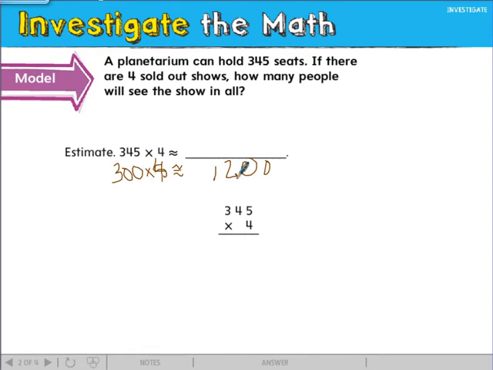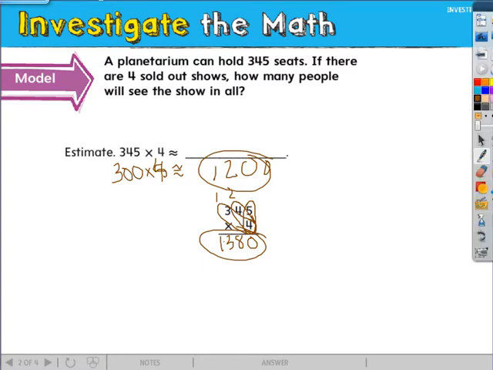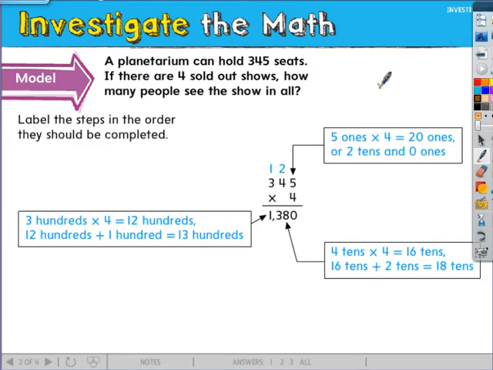Now, we can come down here and we can start multiplying. 4 times 5. 20. 4 times 4. 16. And then 4 times 3. 12. So you said 20. So my 0, I carry my 2. That's 16. I add 2. 18. Carry my 1. 4 times 3 is 12. Plus 1 is 13. So this is about that. Do you see how they're close to each other? So you can say, okay, my answer makes sense. That's all that rounding is used for. Okay?